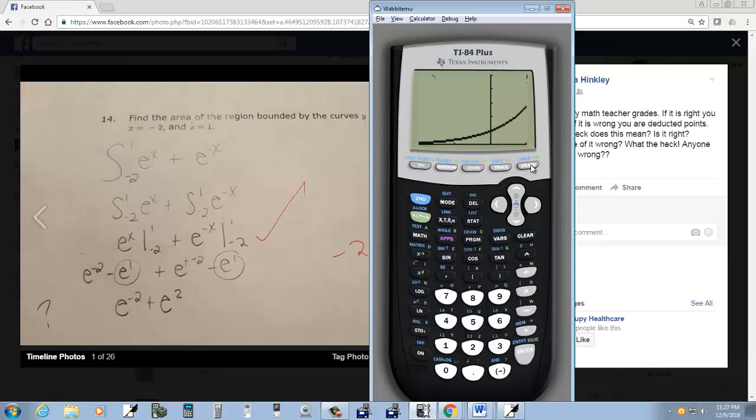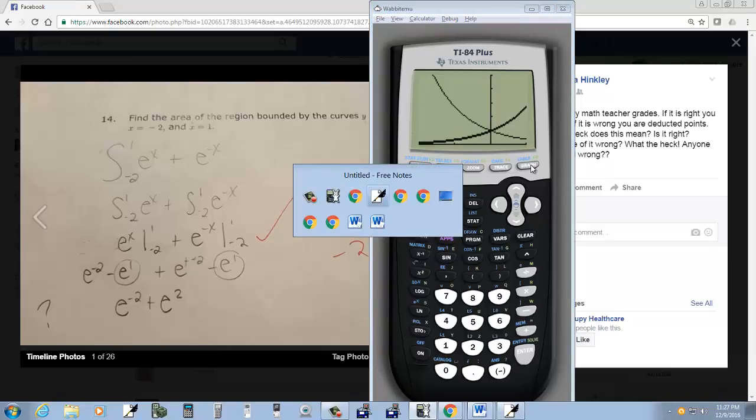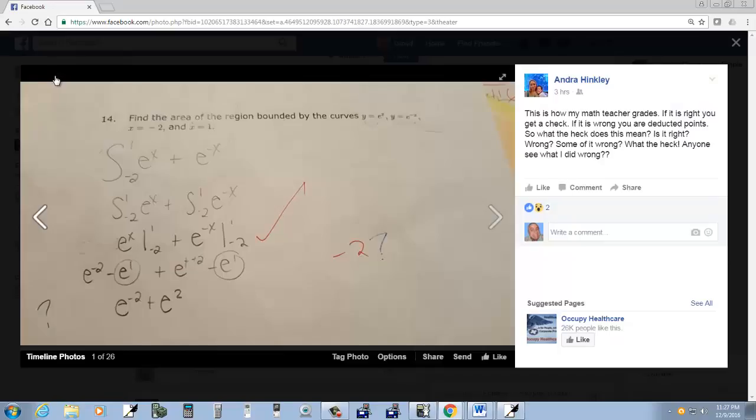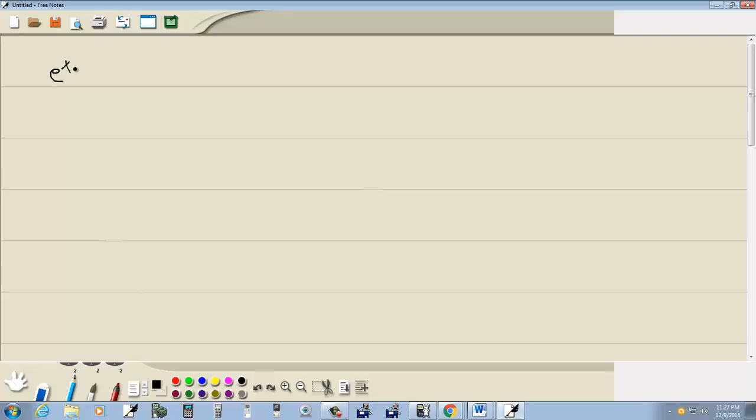Okay, there's our first one, y1, and there's y2. Unfortunately, one's above and one's below at different places. So first thing we have to do is find out what this point is right here. It's kind of obvious it's 0, but just to show you, to find out where they intersect, we'll set e to the x equal to e to the negative x.